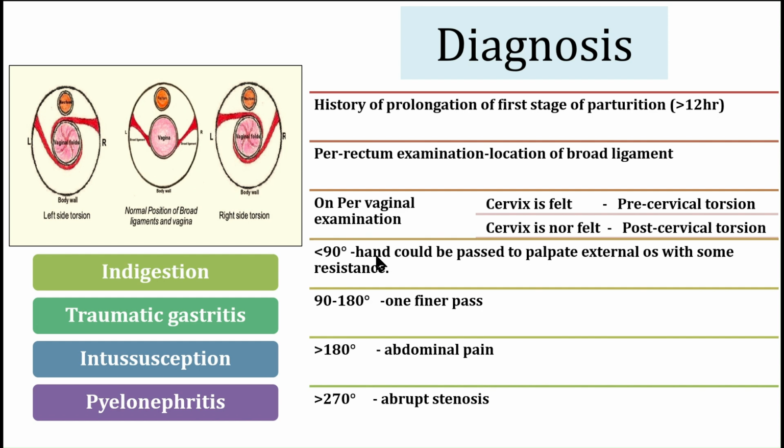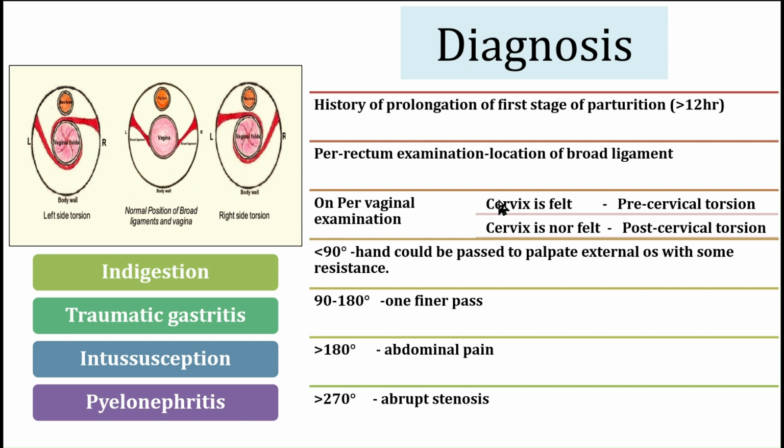Based on the degree, if one hand can be passed to palpate the external os with some resistance, it will be less than 90 degree. If only one finger is passing, it is 90 to 180 degree. If one finger passes with severe abdominal pain, it may be more than 180 degree. And if there is abrupt stenosis of the cervix or the genital tract, it may be more than 270 degree.